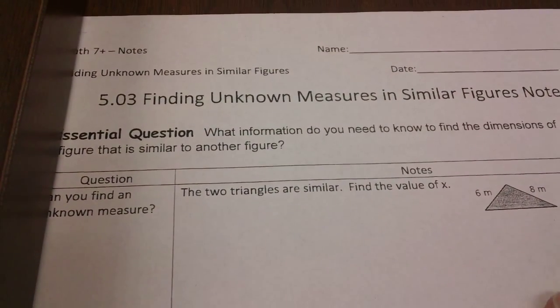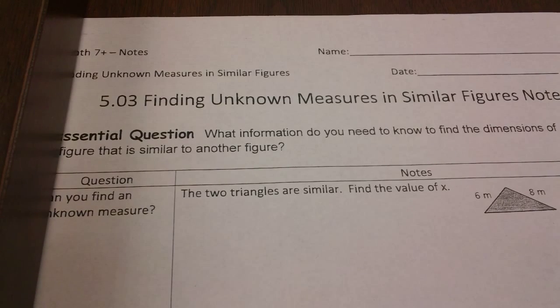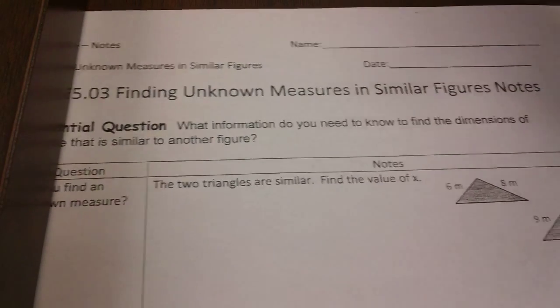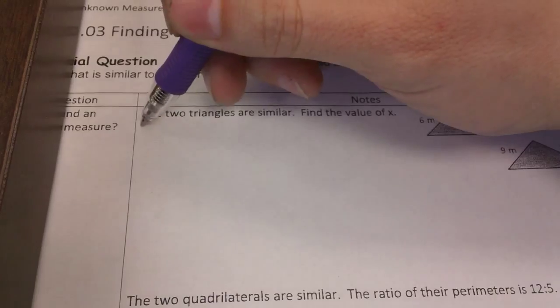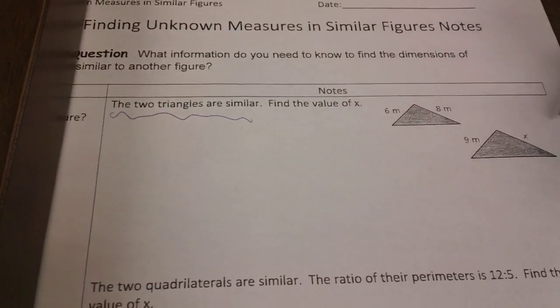Okay, 7th graders, we're talking about finding unknown measures in similar figures. And our essential question is, what information do you need to know to find the dimensions of a figure that is similar to another figure? So here we're told that the two triangles are similar. So they're telling us that information. And we need to find the value of x.